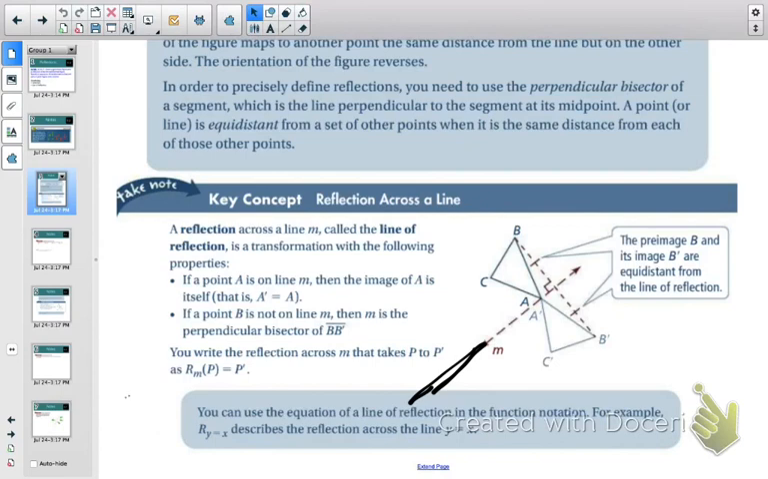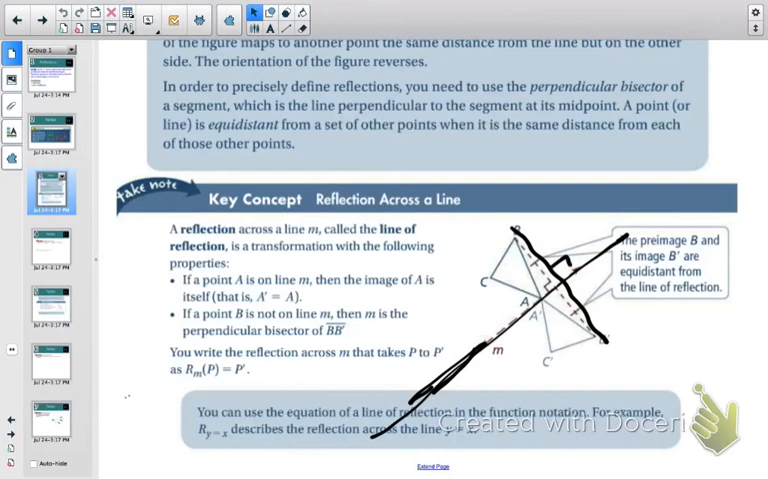Alright, if a point B is not on the line M, then M is the perpendicular bisector of B to B prime. So that means if you draw that line from B to B prime like this, should be a straight line. M, the perpendicular, or the line of reflection, is going to cut that in half and make a right angle.